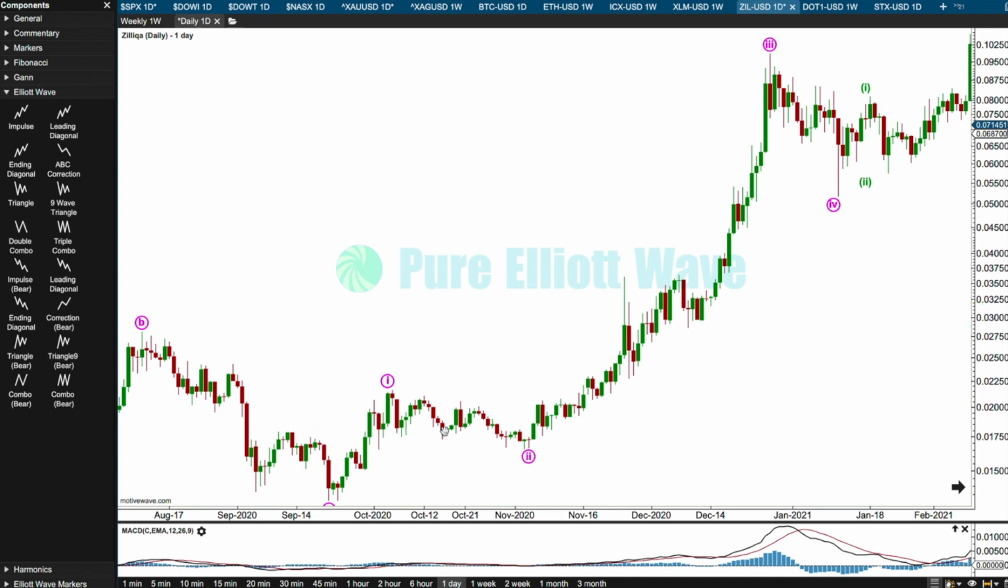Where's the low here? What's this low? 0.017318. This is below, yeah. 0.016575. Yeah, it's here. This looks like a double zigzag, maybe?